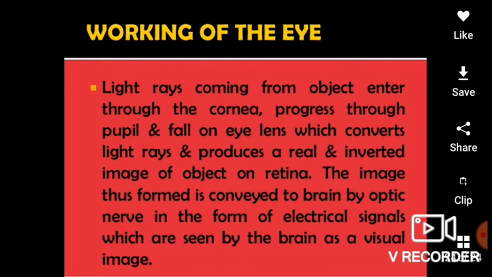Working of the eyes. Light rays coming from object enter through the cornea, progress through pupil and fall on eye lens, which converges light rays and produces a real and inverted image of object on retina. The image thus formed is conveyed to brain by optic nerve in the form of electrical signals, which are seen by the brain as a visual image.